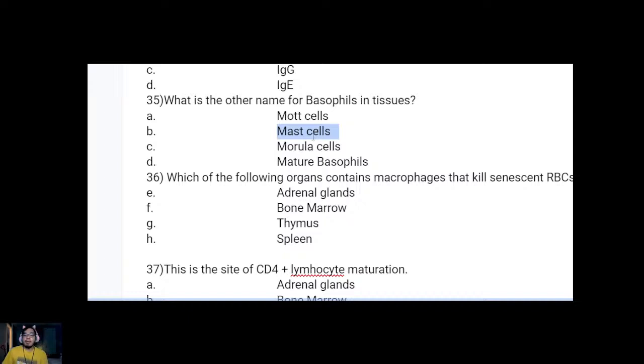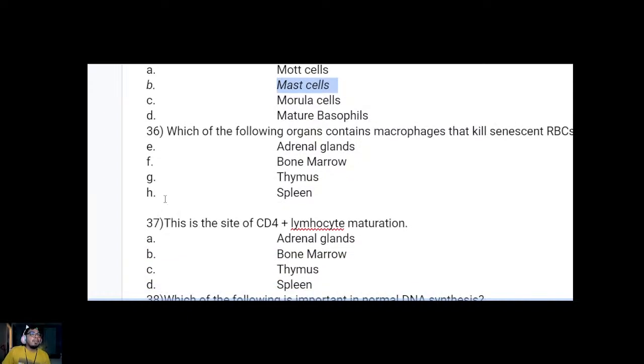Kanina ko pa yan sinabi, mast cells. And I think everybody was able to answer that one correctly. Okay? No need for further explanation. Which of the following organs contain macrophages that kill senescent cells? Favorite ni Patrick? Kaya feeling ko madami nakasagot ng tama.